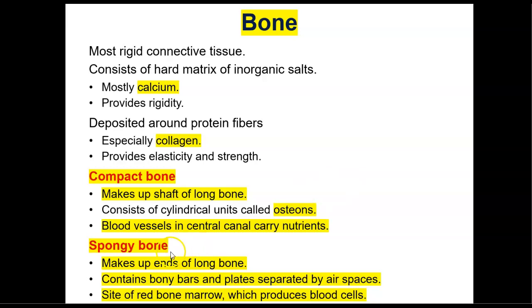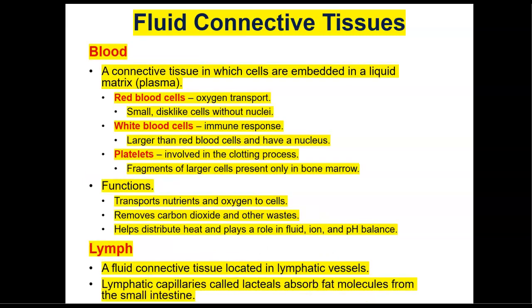But a lot of our bone is spongy bone, and it consists of bone tissue that's arranged into bony bars and plates separated by air spaces, but there's red bone marrow that fills those air spaces. The purpose of the spongy bone is to keep our skeleton from being so heavy.